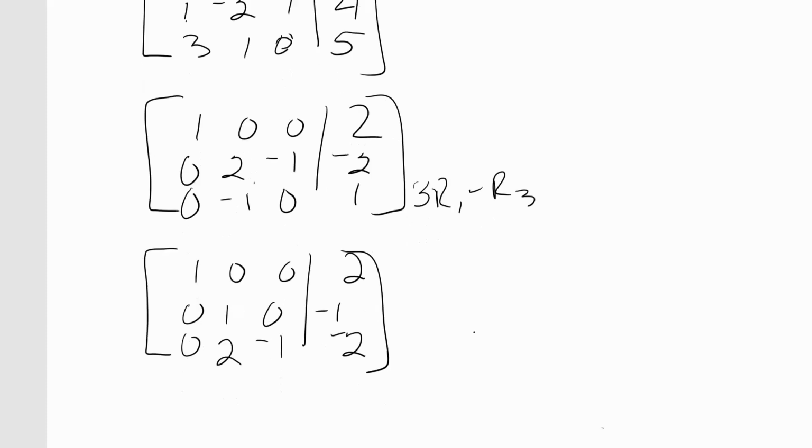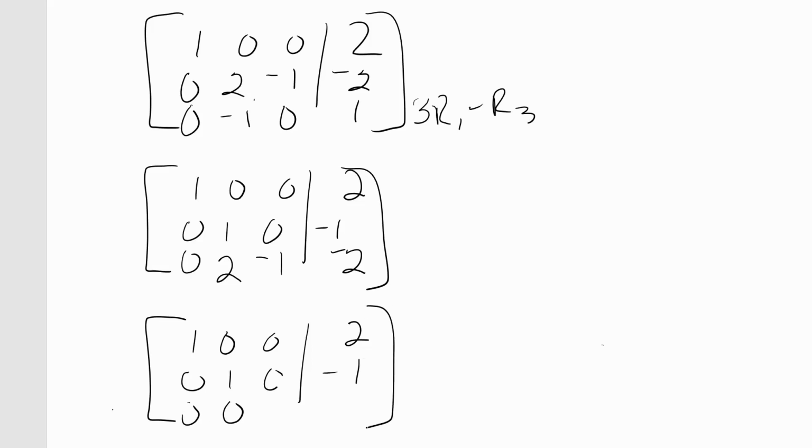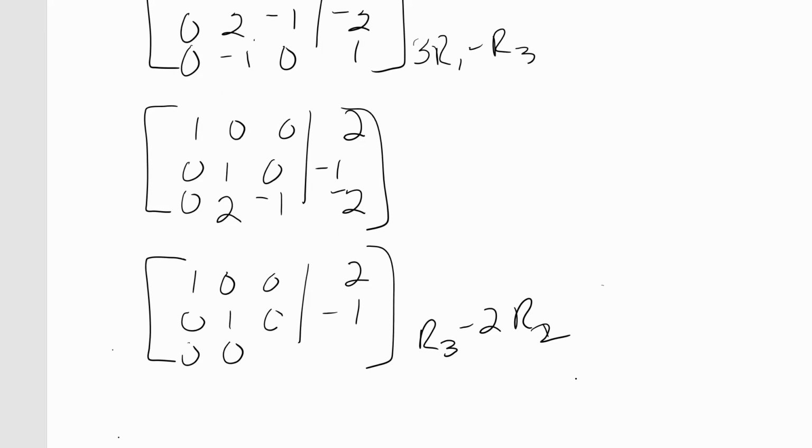So now my top row and middle row are set. I need to work on my bottom row. So I'm going to leave 1, 0, 0, 2. I'm going to leave 0, 1, 0, negative 1. My bottom row, I'm going to do 0, 0. And let me think about this. So I'm going to do row 3 minus 2 row 2. All right. So 2 minus 2 is 0. That's going to give me a negative 1. Negative 2 plus 2 is 0.